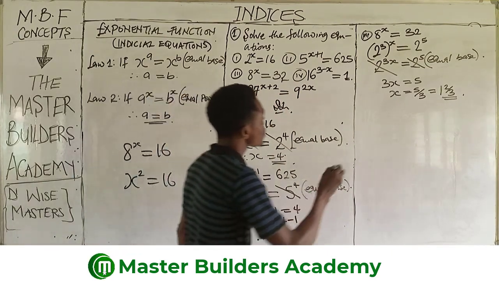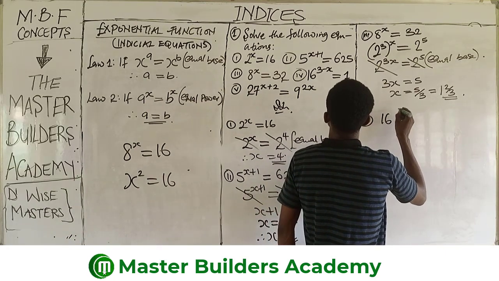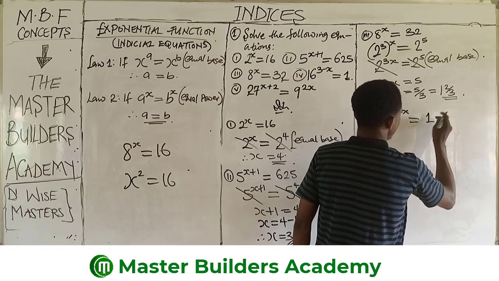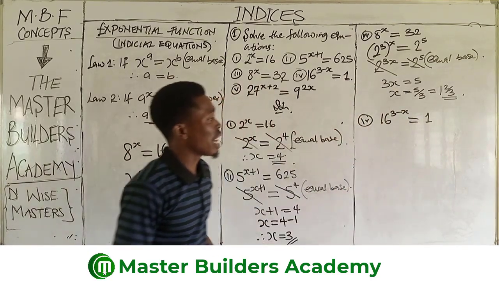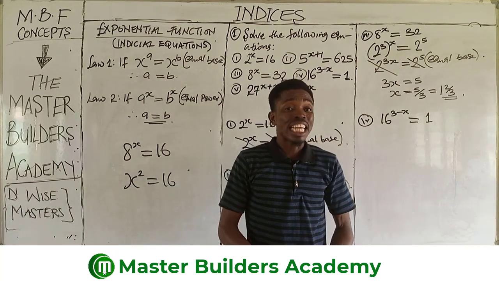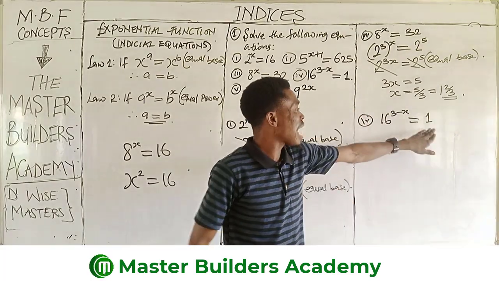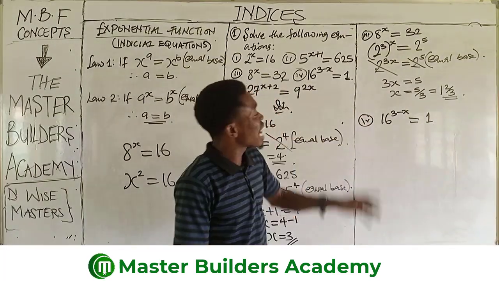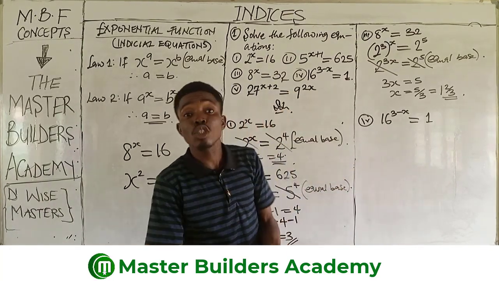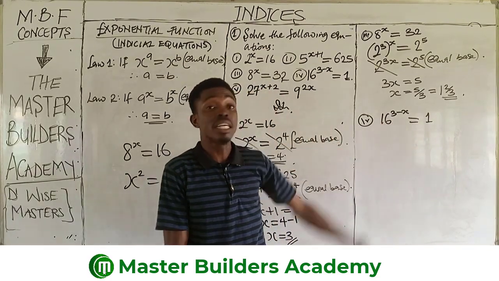Number 4, we have 16 raised to power 3 minus x is equal to 1. This is what we have. This is very simple. You can reduce 16 to its least base, which would have given us 2 raised to power 4. But I don't need that here because at the right hand side, I have 1. And I already know that in this case the unknown is at the power. That means I need to make the base equal. What must I do to 1 to have it to this base?